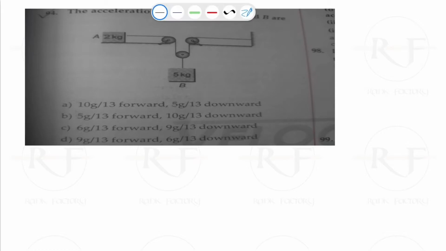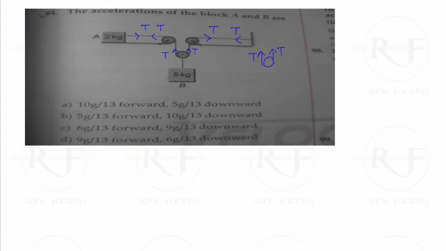First of all, we need to assume tension in the string. Let tension be T here. So here also tension will be T. Here the tension will be T, and here also tension will be T, and here the tension will be T, because we are using the same string here. Now at the pulley, tension is T upward and also tension is T upward. In that case here the tension will be 2T.